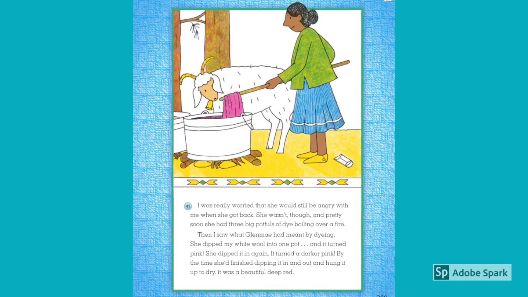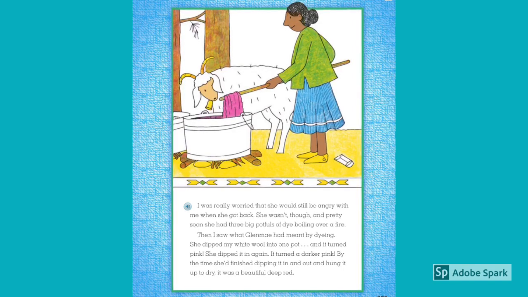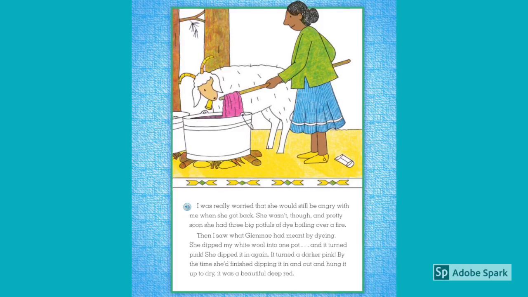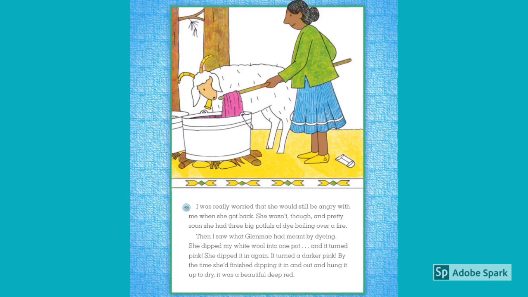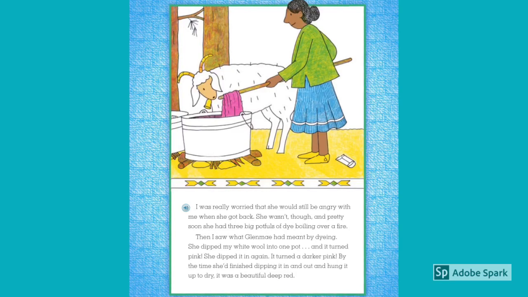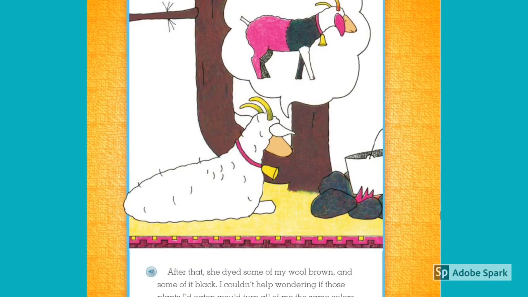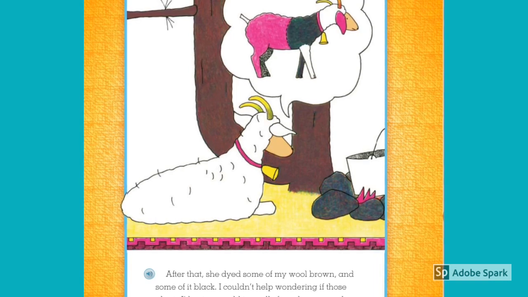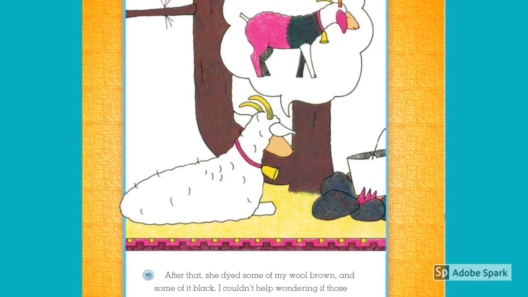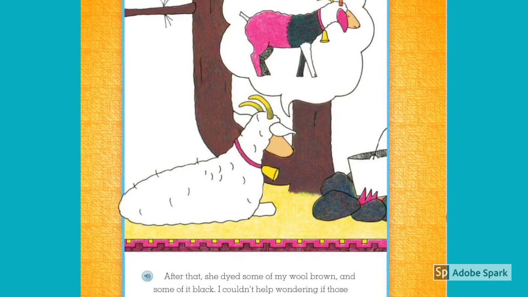Then I saw what Glenn May had meant by dyeing. She dipped my white wool into one pot, and it turned pink. She dipped it in again. It turned a darker pink. By the time she finished dipping in and out and hung it up to dry, it was a beautiful, deep red. After that, she dyed some of my wool brown and some of it black. I couldn't help wondering if these plants I'd eaten would turn all of me the same colors.